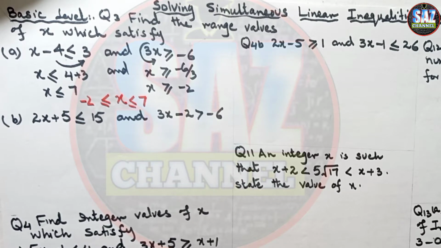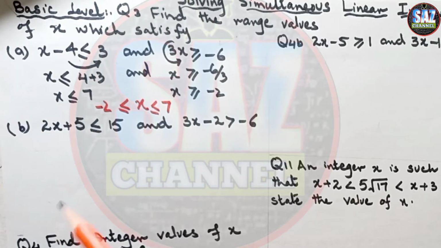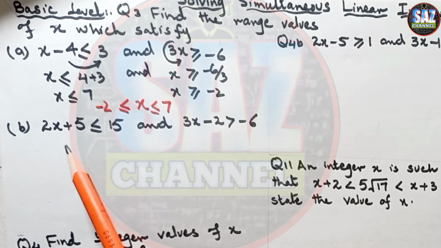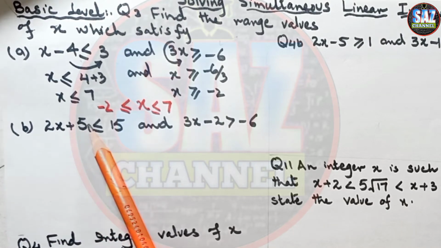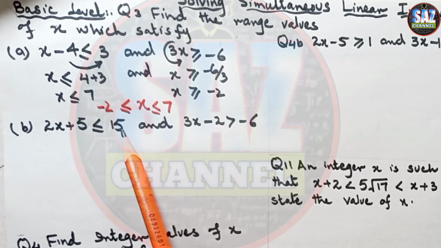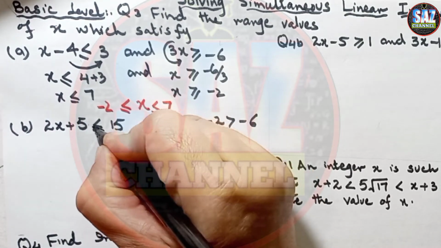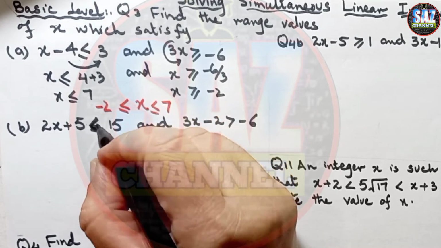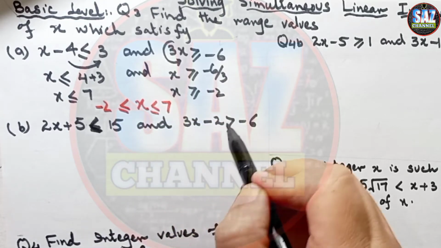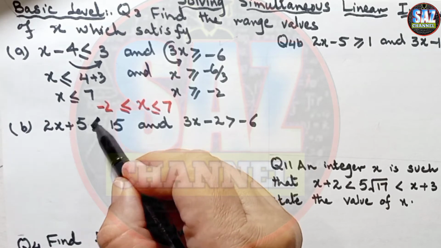Let's move to the second part of the question, that is 2x plus 5 is less than 15. It's just less than 15. It's not less than equal to, it's less than 15. And 3x minus 2 is greater than minus 6.